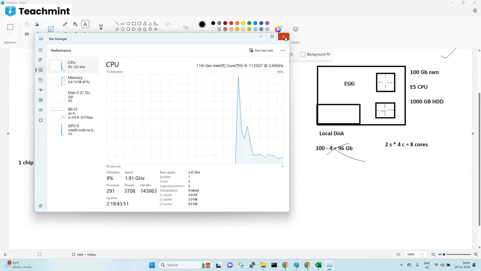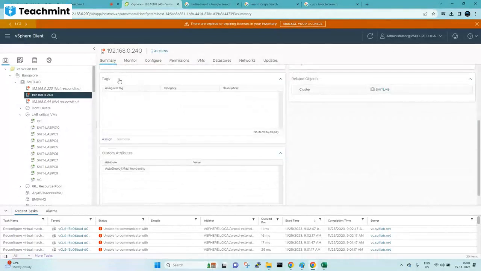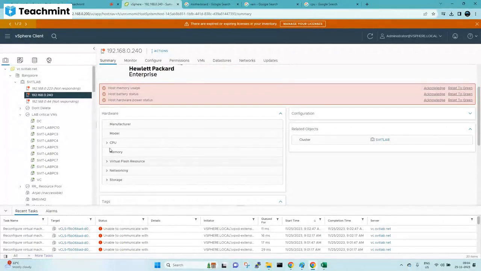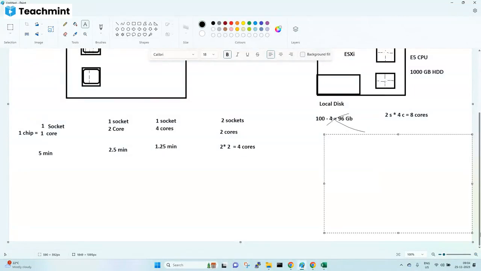On a physical ESXi machine, select your ESXi host, Summary tab, Hardware. Here you see an option called Hardware, expand, Processor, expand. 2 sockets and 8 cores here. In our physical server, 2 sockets and each one has 8 cores. Total how many cores? 2 into 8 only. Same logic, 16. 16 cores we have. Okay.